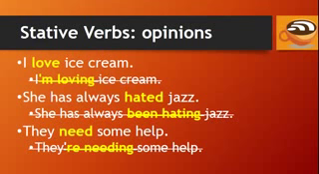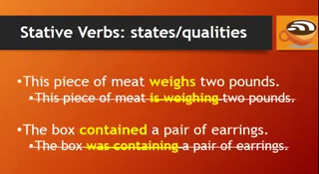She has always hated jazz, not she has always been hating jazz. They need some help, not they're needing some help. Again, because state of verbs describe states of being, not actions, they cannot be used in continuous form. Here are a couple more examples of state of verbs describing states or qualities.